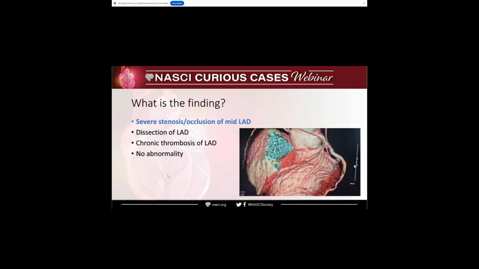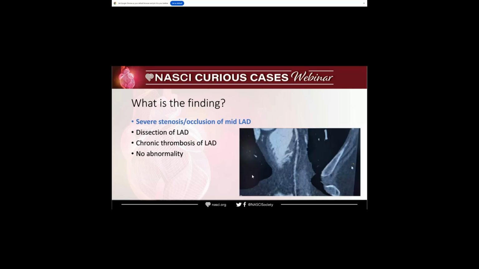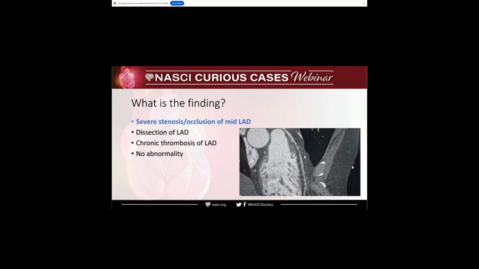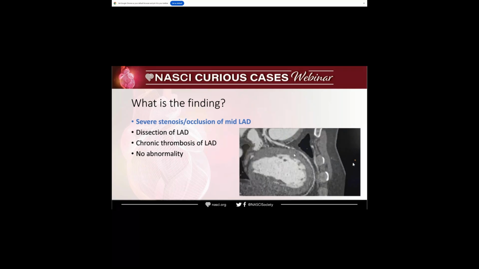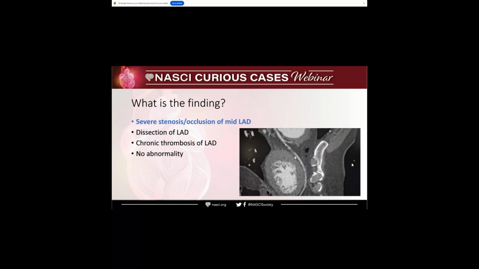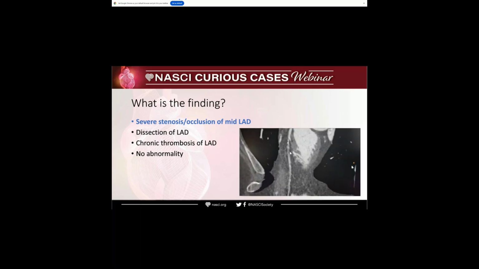So I think it's severe stenosis versus even occlusion of the middle LAD. And you can see that the plaque is so bad, it's essentially a mixed plaque, and it's so severe that you barely see any contrast going through. The fact that the vessel upstream doesn't change maybe hints that it is not a complete occlusion, but it's definitely at least a severe one, or the vessel is filled up by collaterals.